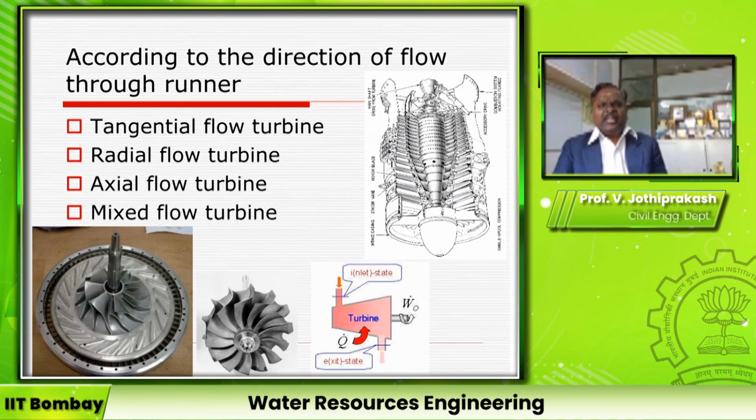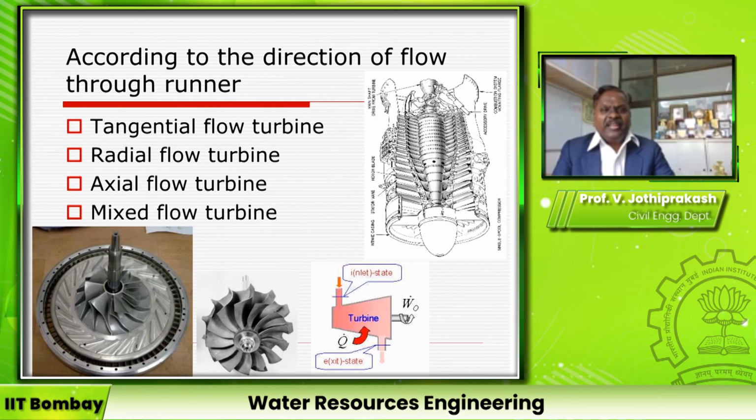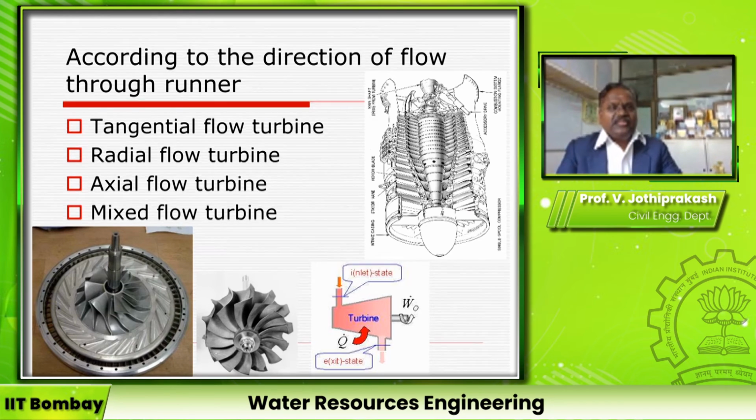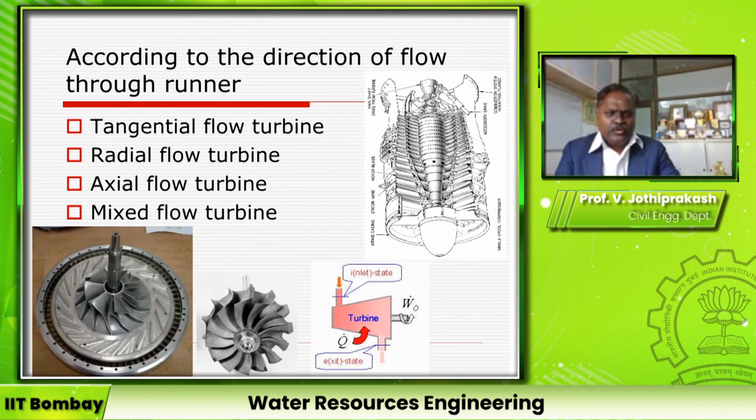Then according to the direction of flow, if the flow is tangential to the turbine, it's called a tangential flow turbine. If it moves in a radial direction, that's called a radial flow turbine. When the water jet moves along the axial direction, it's called an axial flow turbine. A mixture of any of these three we call a mixed flow turbine. All these are classified based on the arrangement of the blades on the shaft.